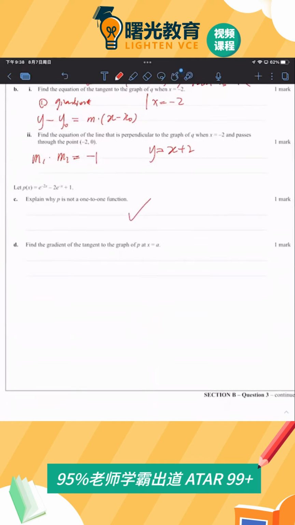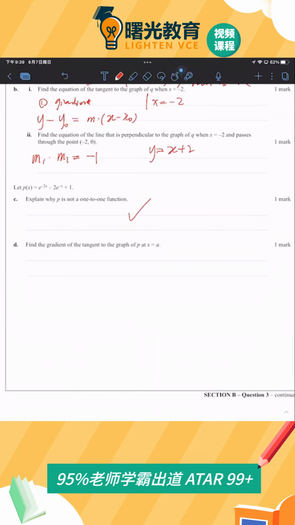Find the gradient of the tangent to the graph of P at x equals A. Now, this question is 1 mark, obviously, so why would we need to work it out by hand? If you need to work it out by hand, then you have to worry about it. The exponential derivative is itself, and then we have to apply the chain rule. For -2x, we multiply by -2, and then minus 2 times -1 times exponential of -x, and then plus 1. So complicated, right? Put it into your CAS, have your answer, and replace all the x with A.